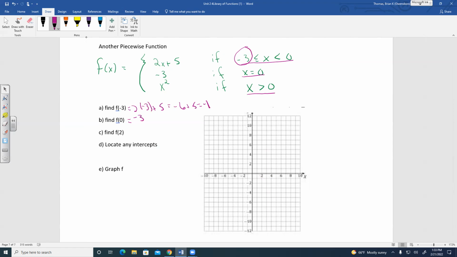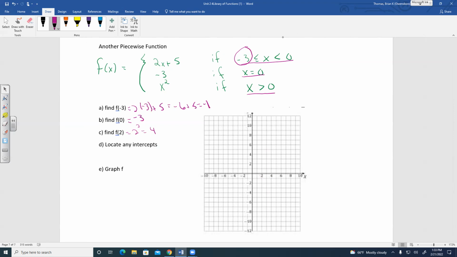So I'm going to use the x squared function there. So 2 squared is actually going to be 4. Again, to locate the x-intercepts, I really can't see that without getting a better shot at the graph. So again, the first part is a line, and notice that it's going to be between -3 and 0. So let's just find those endpoints.